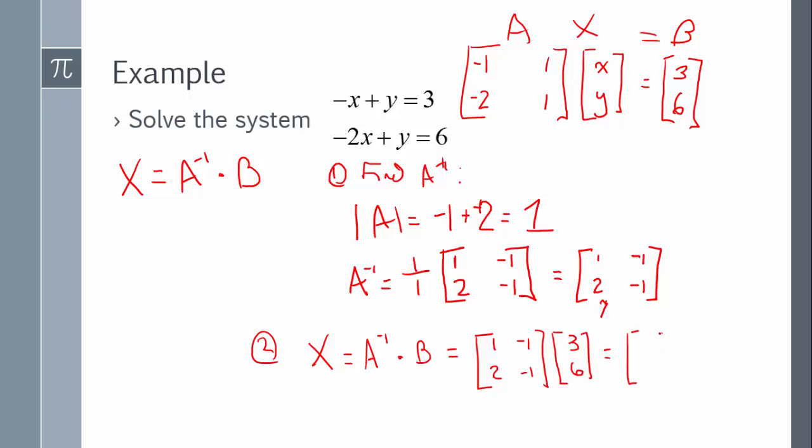We're going to get another column matrix, because remember, we have a 2 by 2 times a 2 by 1, so we're going to get another 2 by 1. 1 times 3 is 3. -1 times 6 is -6. 3 plus -6 is -3. Now we'll do the bottom row times the column. 2 times 3 is 6. -1 times 6 is -6. That adds to 0. So that means the solution to this system has got to be -3, 0. Not bad, I hope. We'll do a couple more.